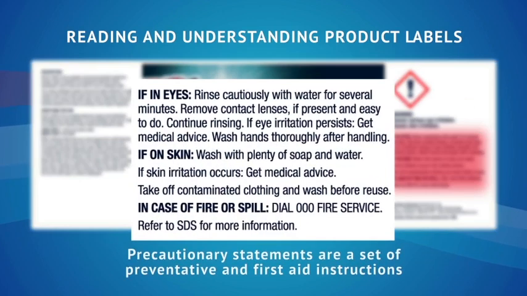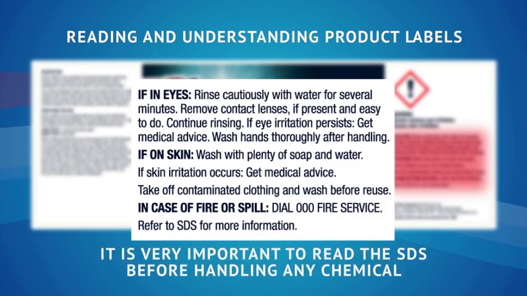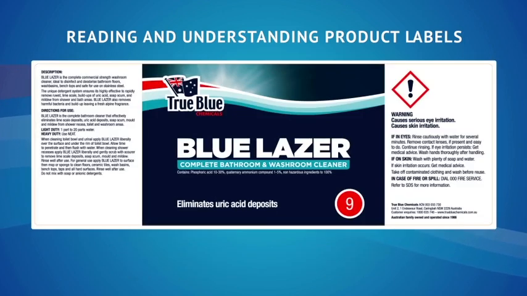Precautionary statements are a set of preventative and first aid instructions to minimise exposure and explain treatment methods for when accidental exposure occurs. Depending on how much space there is on the label, this list may not be comprehensive. You will find the full list of precautionary statements in Section 2 of the Safety Data Sheet. That is why it is very important to read the SDS before handling each chemical. Other information on the label includes a brief product description, the directions on how to use the product in different situations, details of the manufacturer, batch number and expiry date of the product.